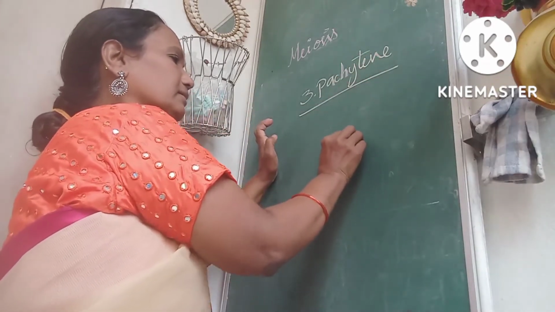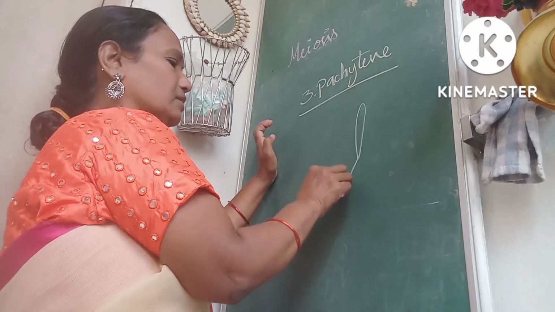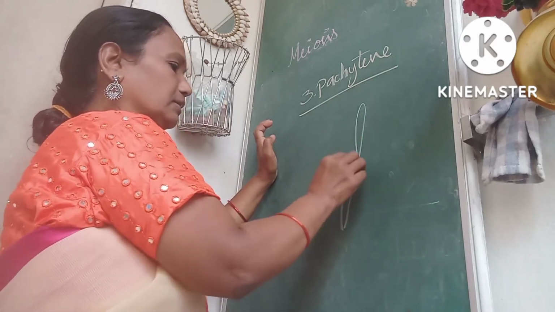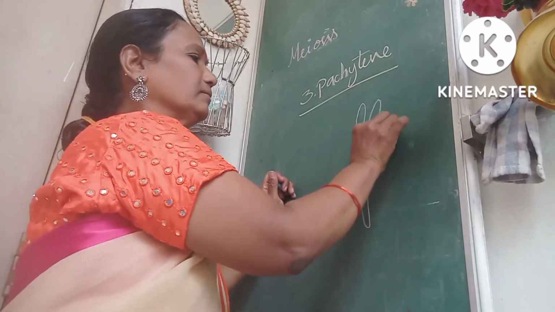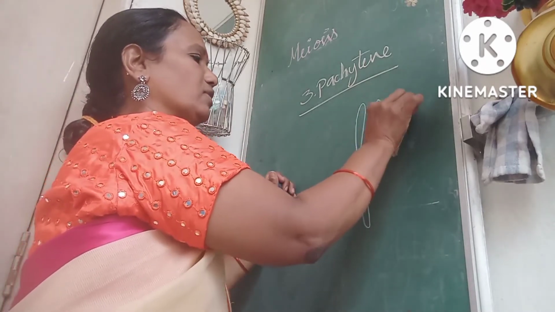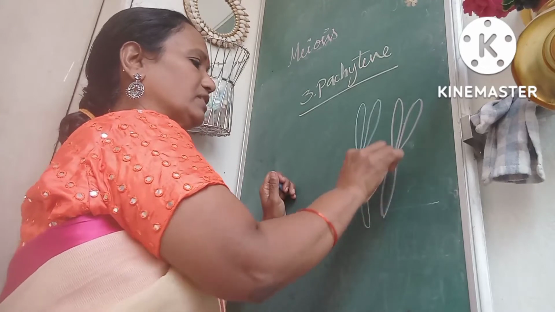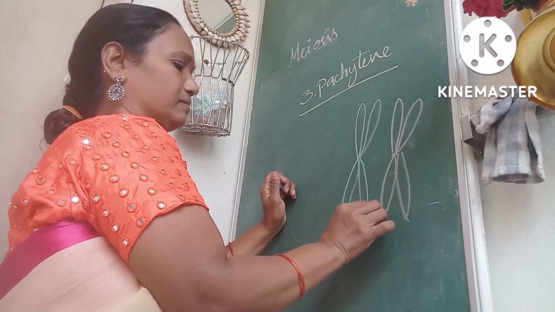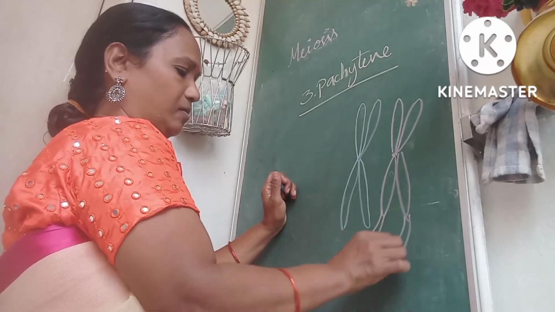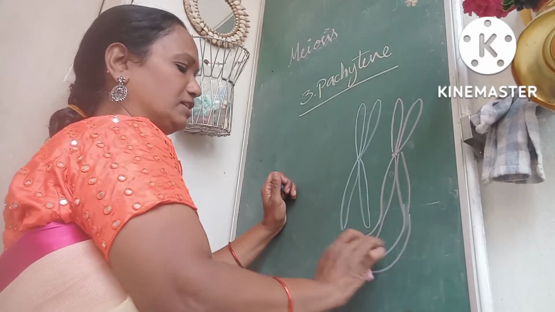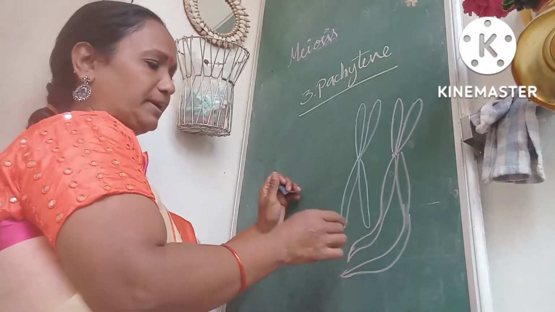In pachytene, what would happen? The non-sister chromatids become twisted around each other, and they cannot be distinguished separately.